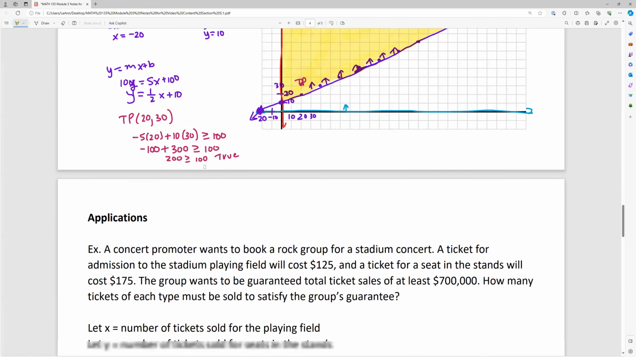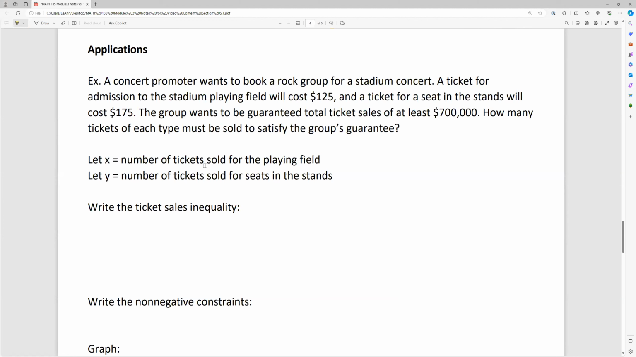Okay, so let's look at what we do if they give us a word problem and we need to come up with the inequality ourselves. I have 2 different versions. One's a very basic one where they only give you the information you need, and the second one has an extra piece where they've given you more than you need numerically, and you have to pick out the correct pieces. So a concert promoter wants to book a rock group for a stadium concert.